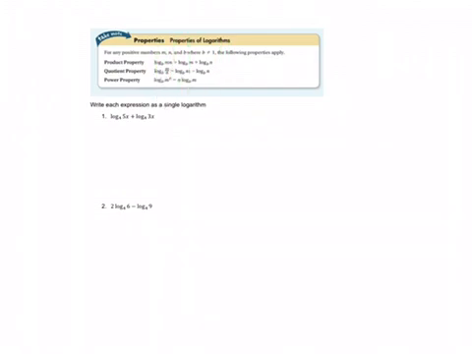So the instructions say that I want to write each expression as a single logarithm. The first thing we see is that we are adding, so we are using the product property. This is the same as the logarithm base 4 of 5x times 3x. Now we are just simplifying that. That's the logarithm base 4 of 15x squared. And that's it.